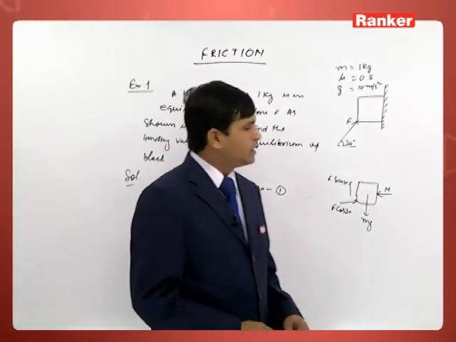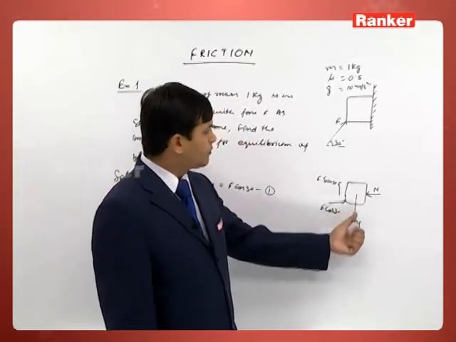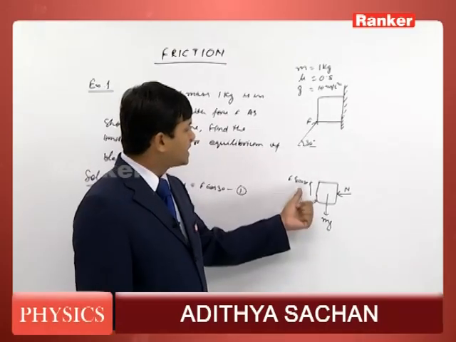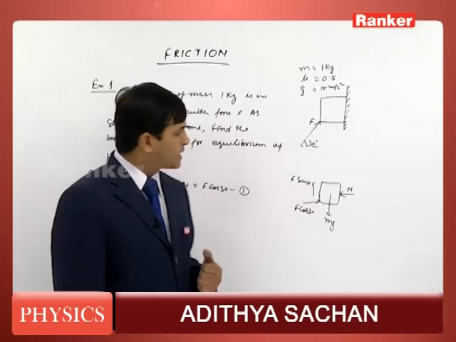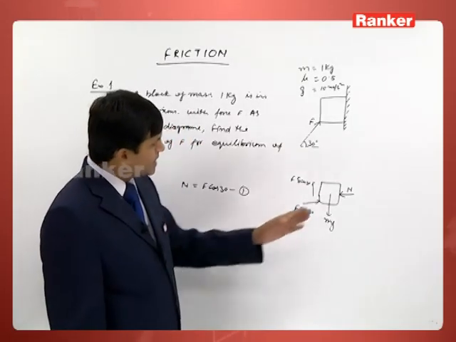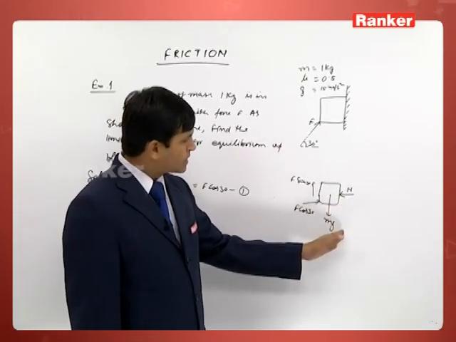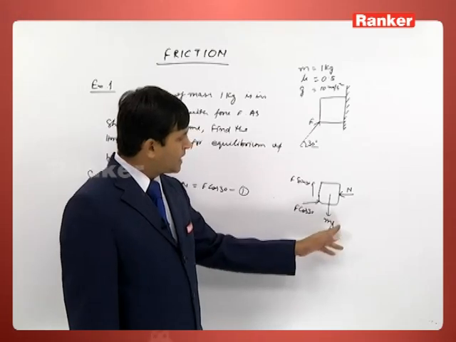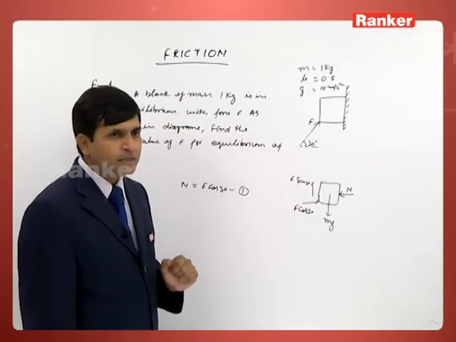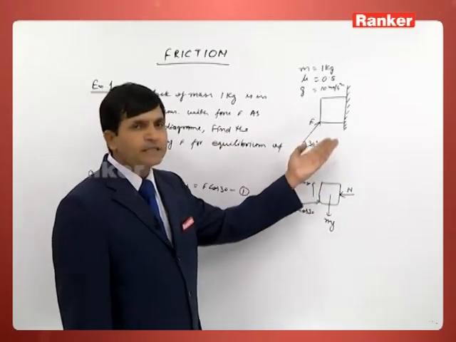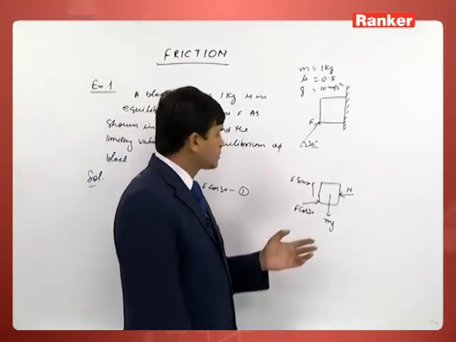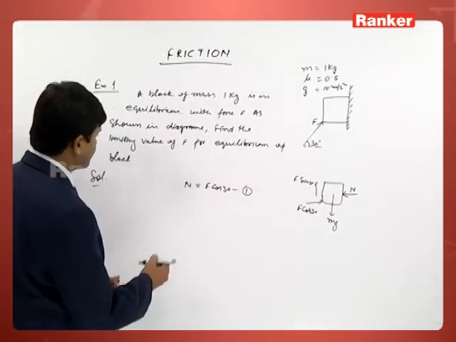Now, in the vertical direction, there are two forces, mg and F sin 30. We don't know the value of F. So there are two possibilities. Either the block can go downside, meaning mg is more than F sin 30, or if F sin 30 is more than mg, then it has a tendency to go up. So we can have two conditions here.